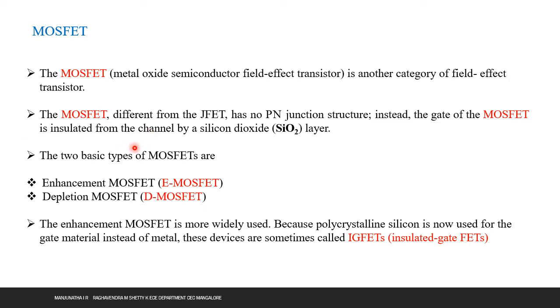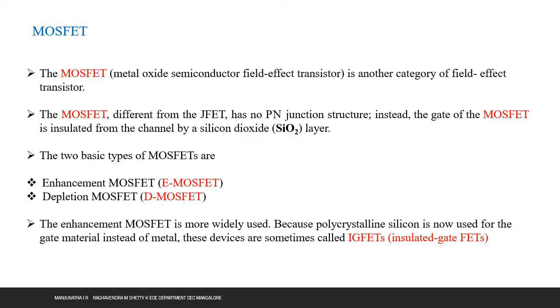The MOSFET is different from JFET. The major difference between the MOSFET and JFET is that MOSFET has no PN junction structure, but we can observe the PN junction structure in JFET. So that is one major difference between MOSFET and JFET. We know that the JFET has two types, PNP type JFET and NPN type JFET. So in both cases we can observe the two PN junction structure.